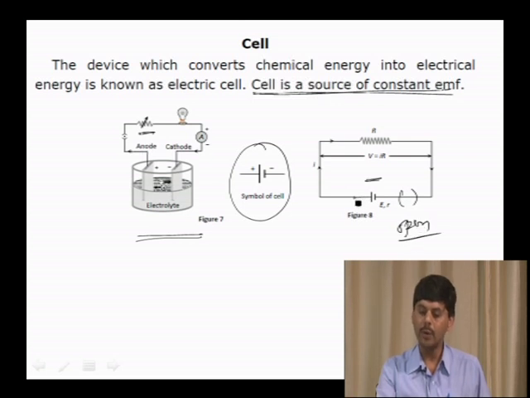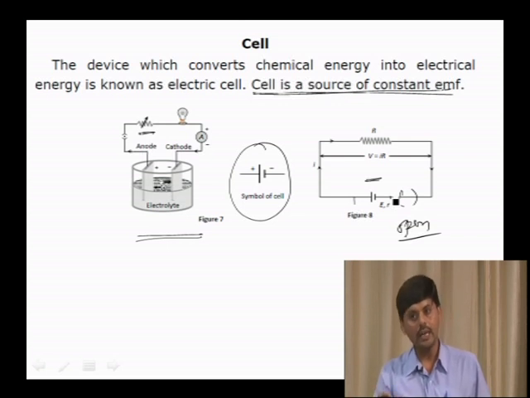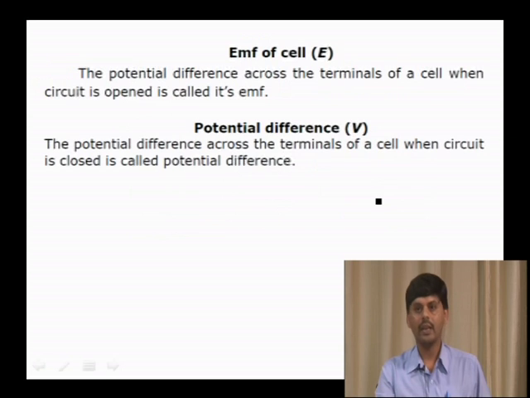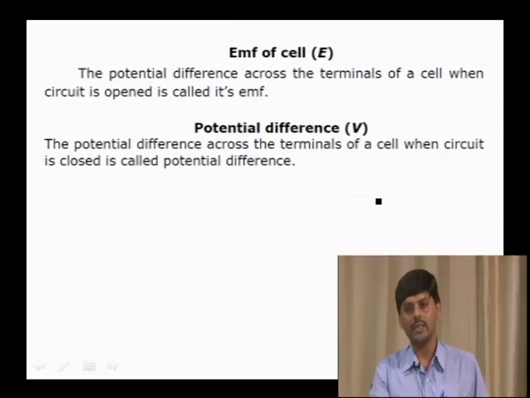If you measure the potential difference across the terminals of the cell, then it becomes the EMF of the cell. EMF of the cell can also be defined as the amount of work done to transfer 1 coulomb of charge from one terminal to the other terminal of the circuit. This is also called EMF. Next, terminal potential difference.